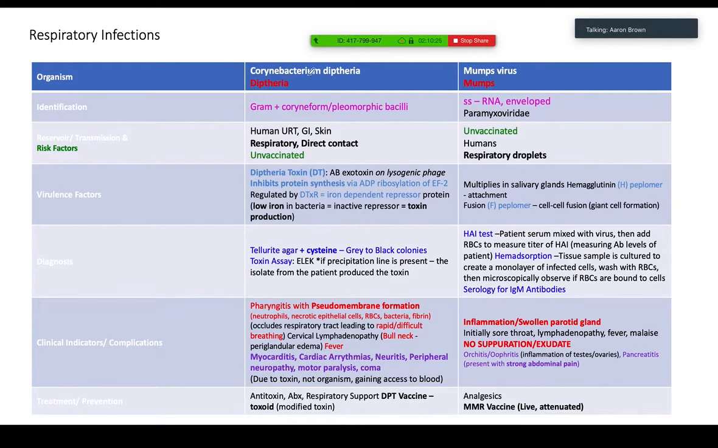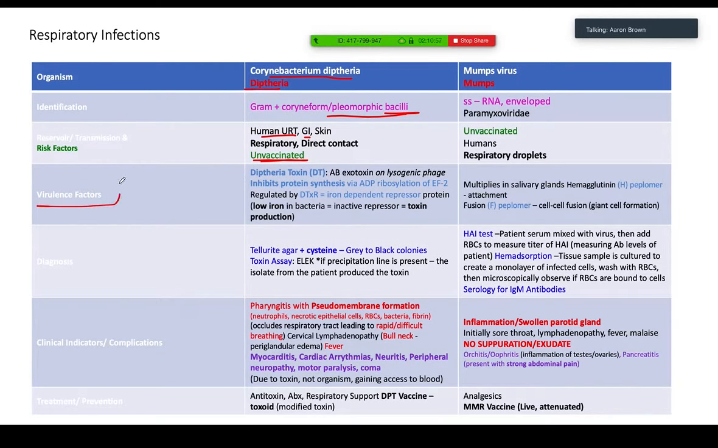So, Corynebacterium diphtheriae causing our diphtheria. This is a gram-positive pleomorphic bacilli, meaning that sometimes it can stain gram-positive, sometimes it can stain gram-negative, and it has a very peculiar shape, okay? But it is considered a bacilli. The reservoir is going to be the upper respiratory tract, also the GI tract, and unvaccinated people, right? Look for that history of parents who are anti-vaxxers, okay?